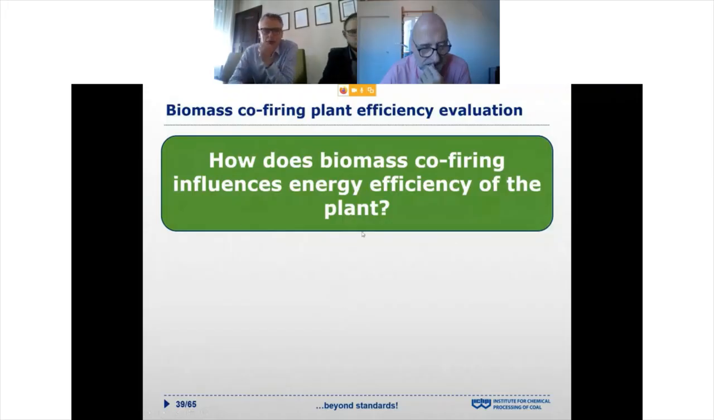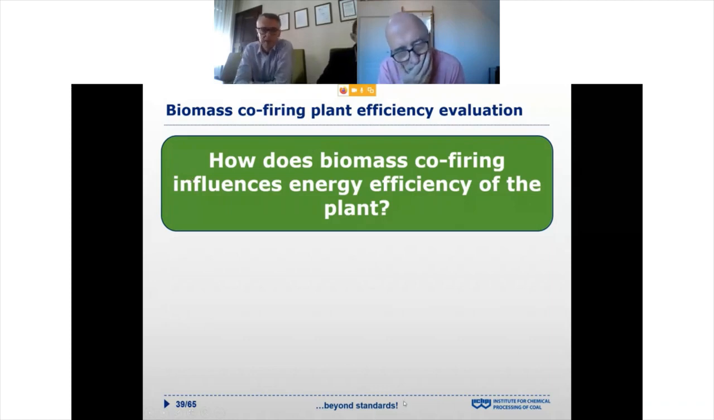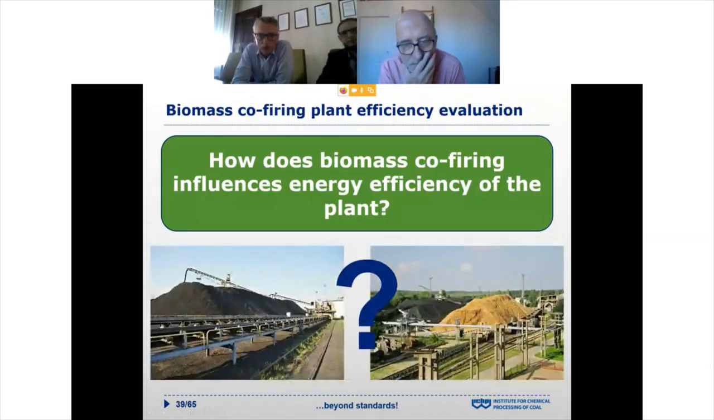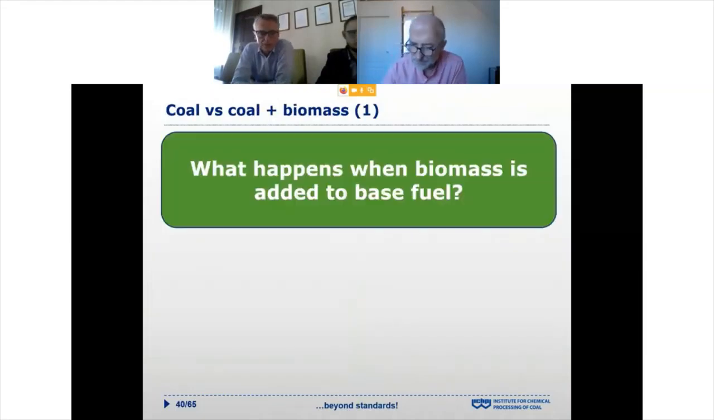Let me now try to answer the following question. How does biomass co-firing influence the energy efficiency of the plant? Because sometimes we ask ourselves this question, and let me try to answer it in a more quantitative way. So how does it really come out in numbers when we compare co-firing, combustion of only coal, and also combustion of only biomass?